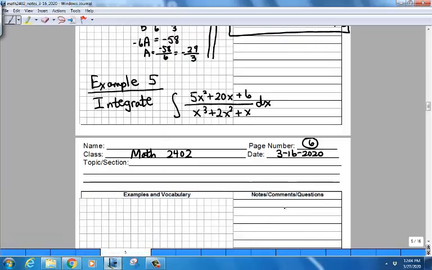Let me see if I can find the right notes here. Oh, yeah, here we go. This is where we stopped in the notes last time. So let's continue by integrating, or finding the antiderivative of, this rational expression.